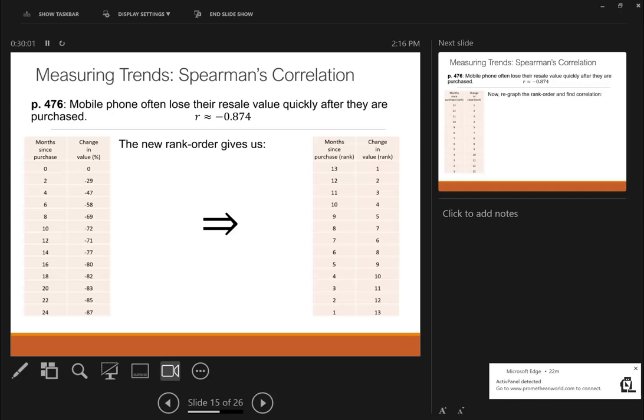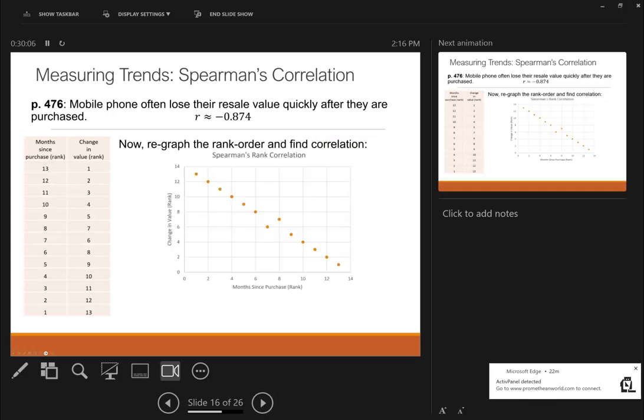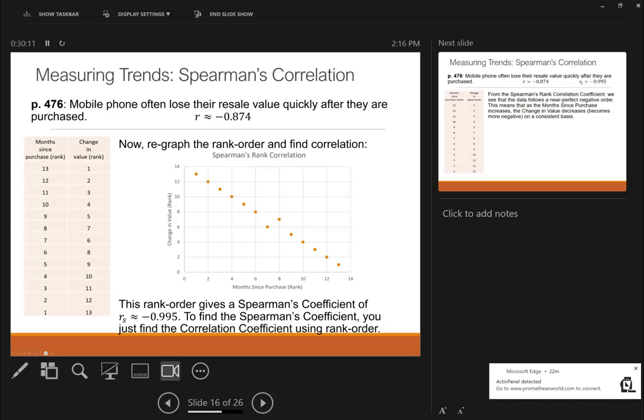To get the Spearman coefficient, all I do is I take that rank order data and do the same R calculation for it. When I do that, I get negative 0.995. Ooh, doggy, that's a strong relationship there, right? Is it talking anything about its linearness? No. It's talking about its decreasingness, which is very strongly decreasing. Which you'd expect, right? All of a sudden your phone doesn't get more valuable, even though it's a year old.